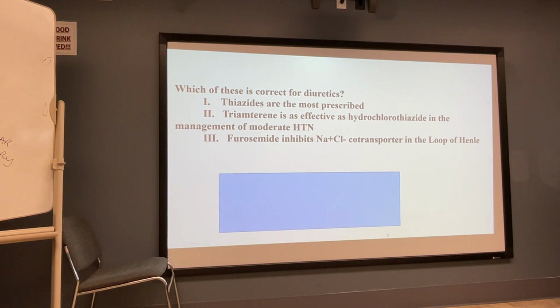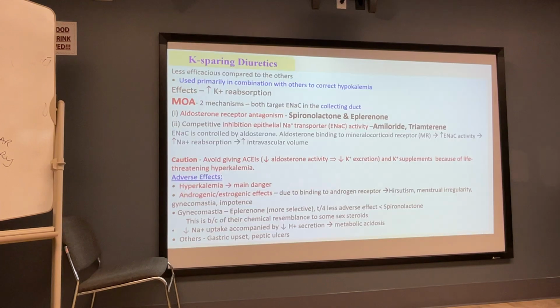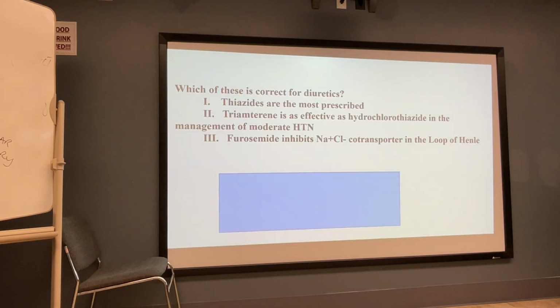Triamterene. Do you know which class of agent triamterene is? Potassium sparing. Very good. Triamterene is what? Potassium sparing. So, a potassium sparing diuretic is as effective as hydrochlorothiazide in the management of moderate hypertension. False. No, false. Very good.